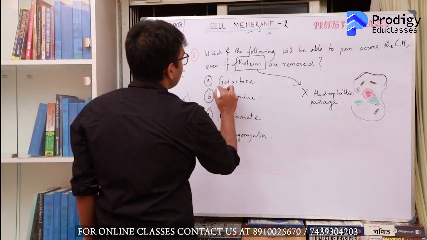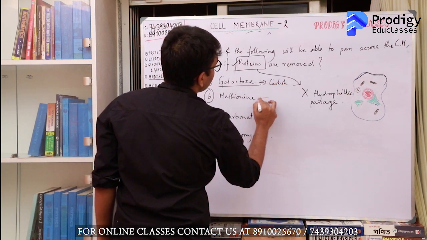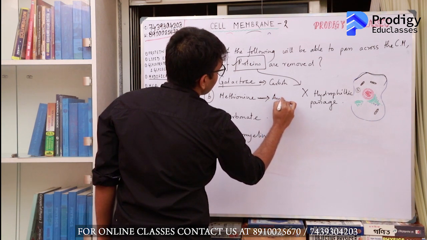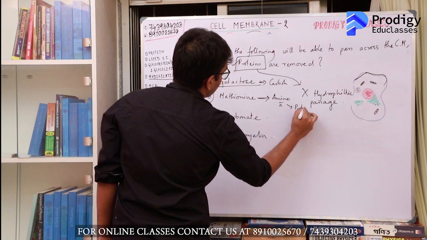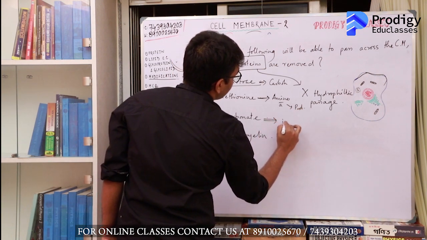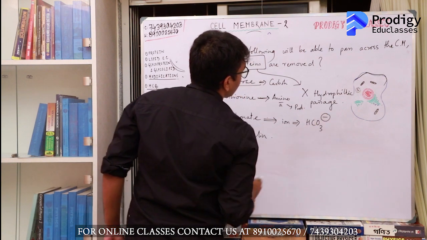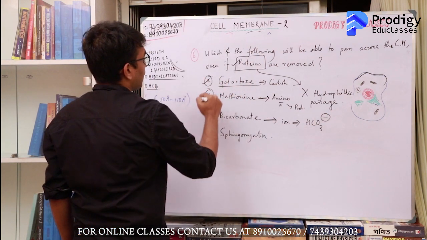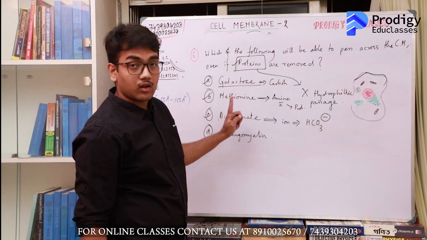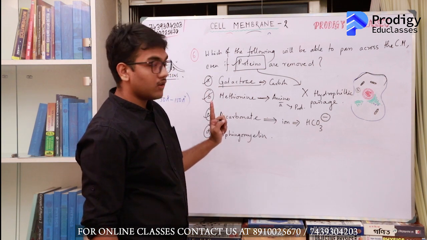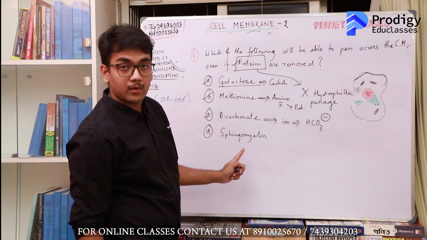Next, look at galactose. What is galactose? Galactose is a carbohydrate. What is methionine? Methionine is an amino acid. So it is protein. Bicarbonate is an ion. It is charged. So if you look at all of these three, carbohydrate, methionine and bicarbonate, these are all water soluble. These are all hydrophilic. So if you remove proteins from the cell membrane, none of this will be able to pass.